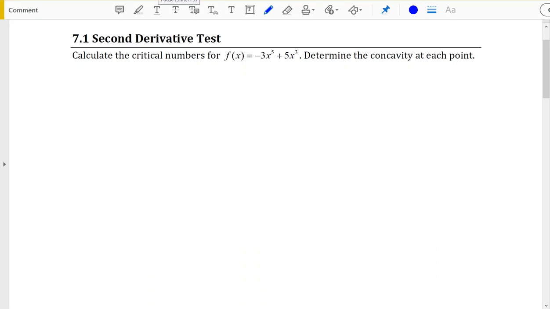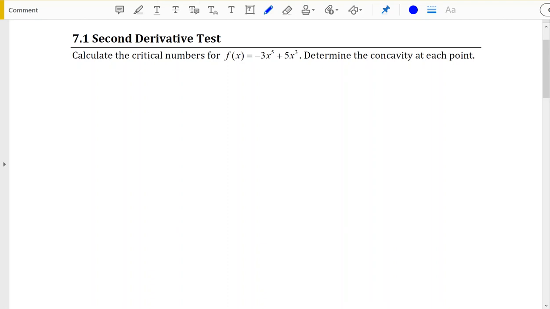In this video, we're going to talk about the second derivative test that can be applied to critical numbers. So pause the video and try to calculate the critical numbers for this function and take a look at the concavity at each of those values.